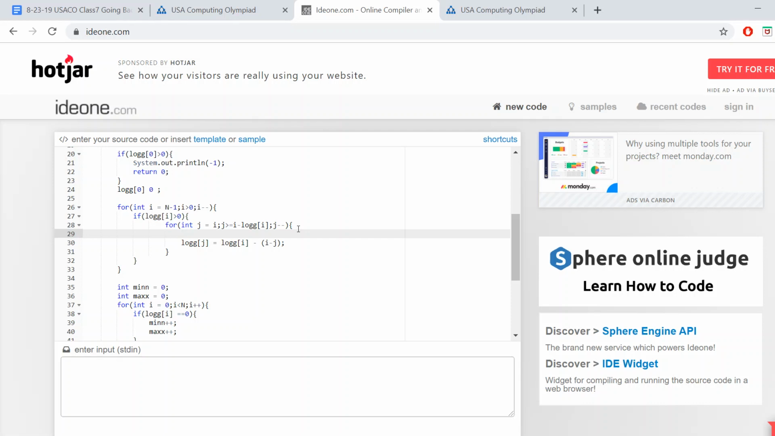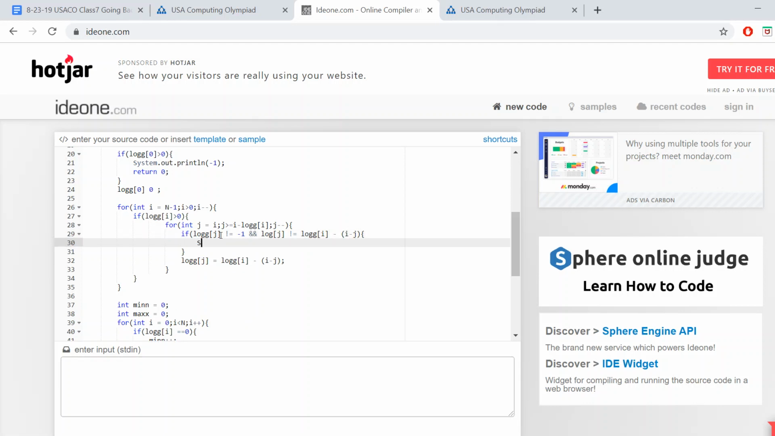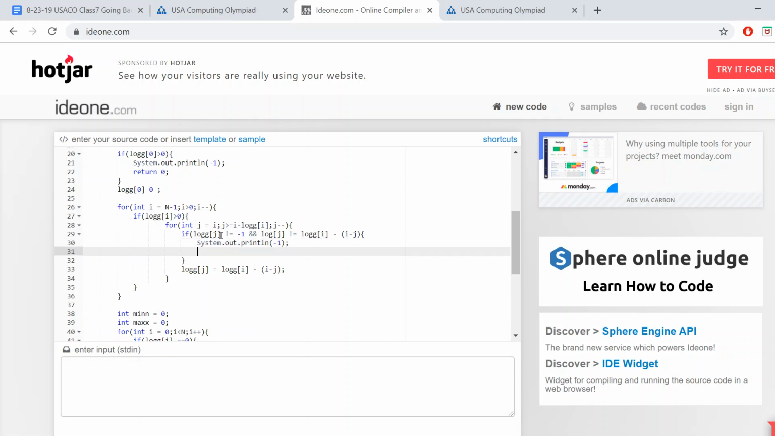So this is the value you think it's going to be. That's what you expect it to be. So you just say if log of j is not equal to -1, because if it's -1, it doesn't matter, you're just going to reset it. If it's not equal to -1 and log of j is not equal to what it's supposed to be, which is this, then you print out -1, -1, and then you return 0. Does that make sense?